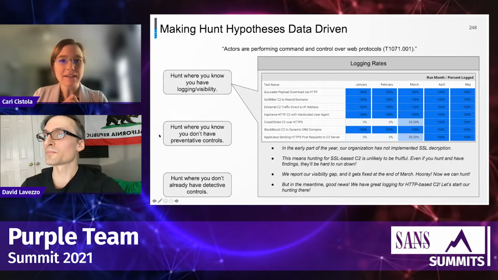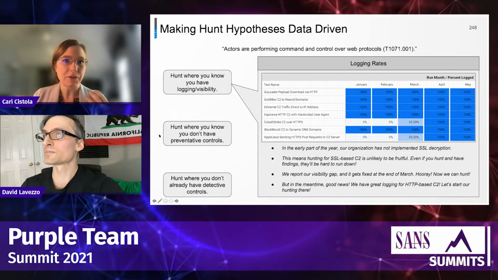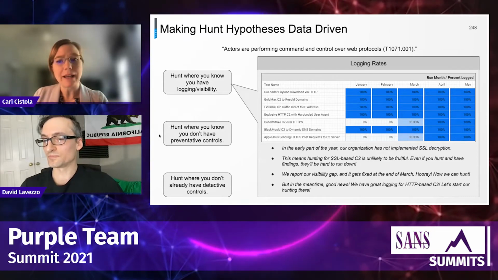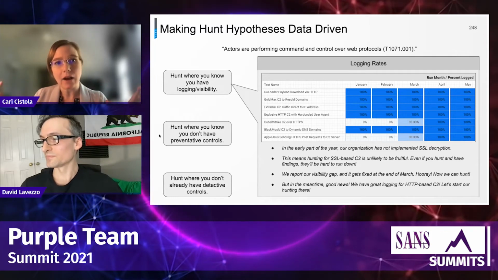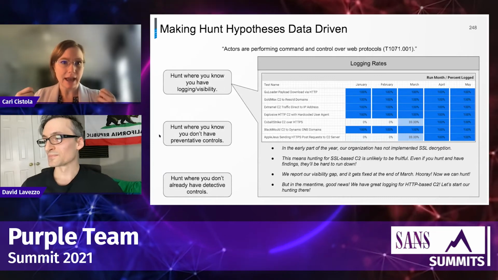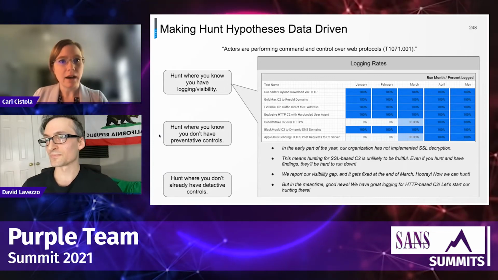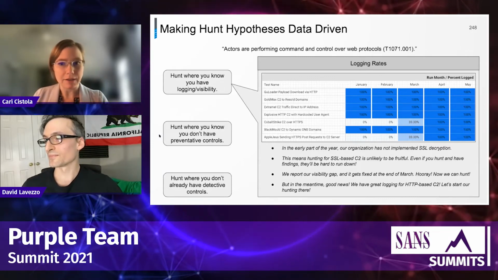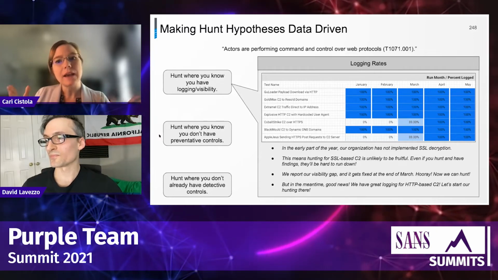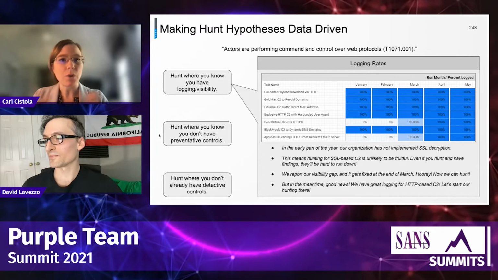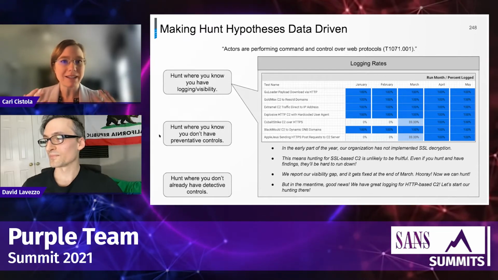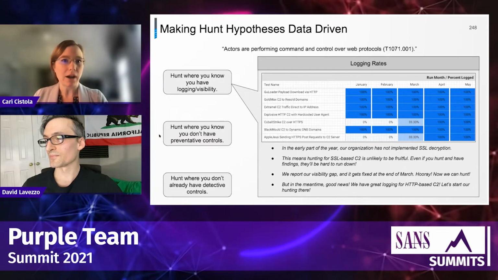The first thing we want to get from this is understanding where we have logging and where we don't. Again, this is a toy example, but this is exactly how we take the data out and analyze it when we're setting up for a hunt. I have a heat map that shows our logging rates over the course of 5 months. You want to start off by saying, where do I know that I have logging?